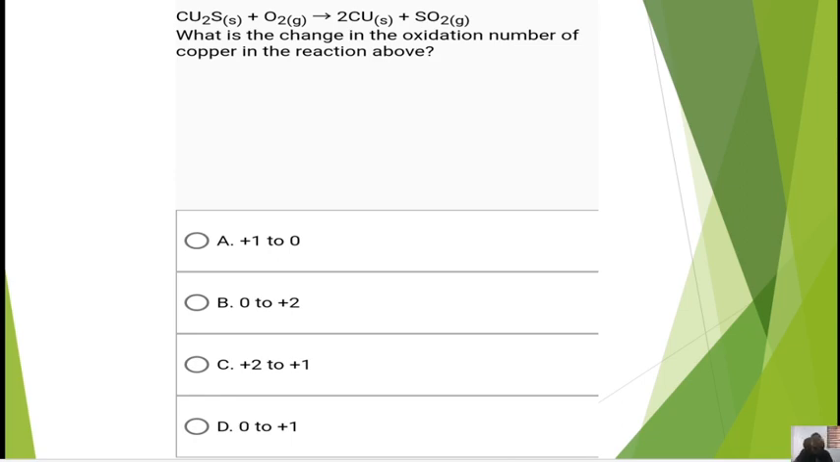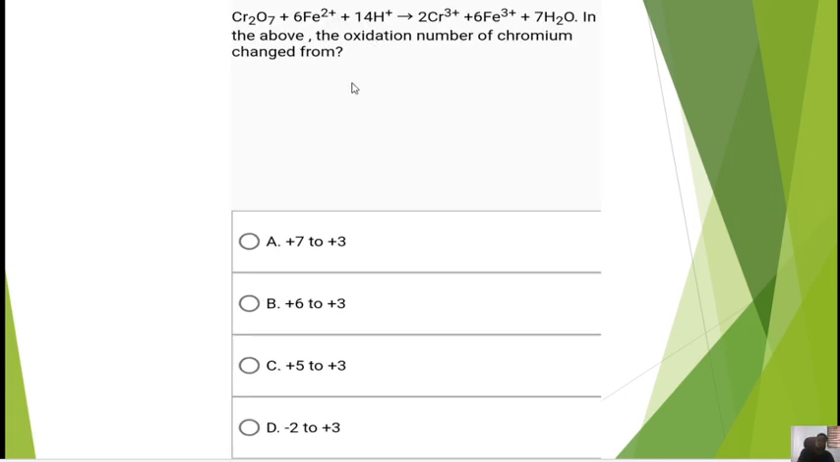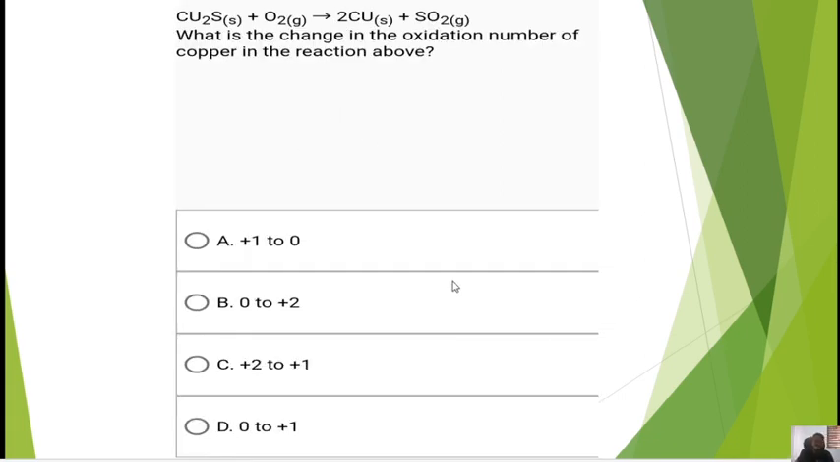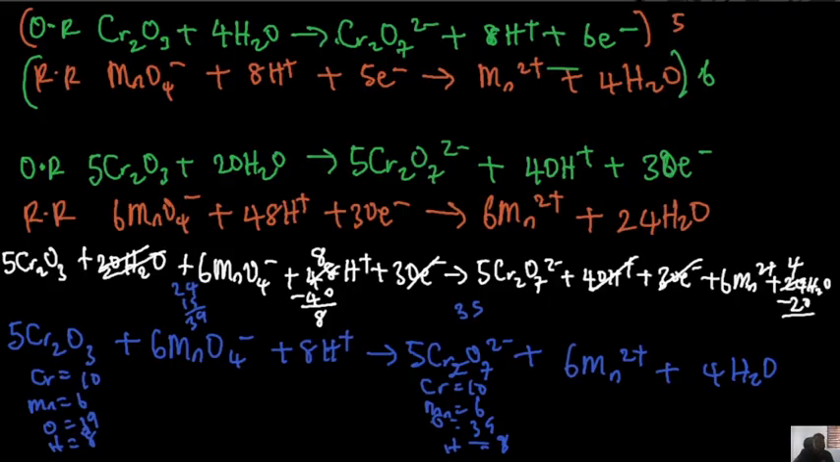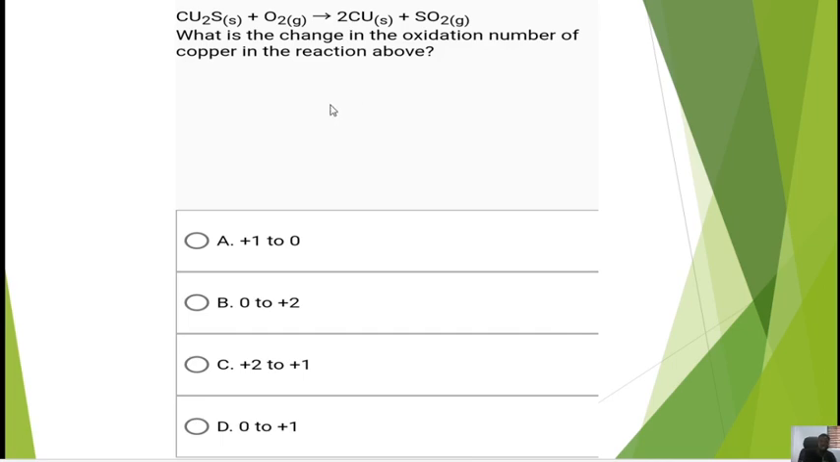The first question we are considering says, what is the change in the oxidation number of copper in the reaction? So we are going to look at the oxidation number of copper here and find how it changes or what it is on the other side. So let's get to solve. It's quite simple. Now, let's take this whole thing out first so that we'll be able to solve. So we had that the reaction, as we can see, is Cu2S plus O2 reacting to give Cu plus SO2.